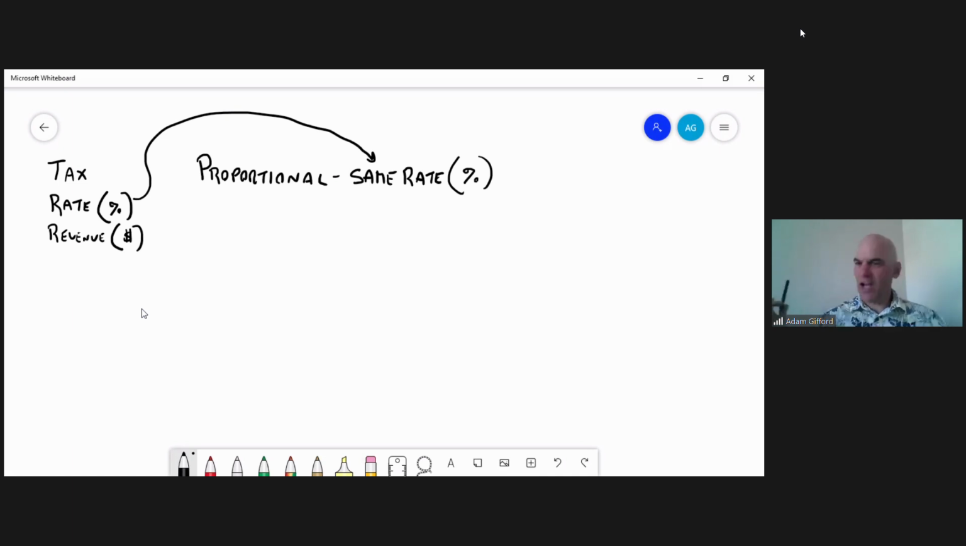So if you saw a quiz question that said, give me an example of a proportional tax, could you do that? Yes. Okay, cool. So that's a proportional tax. Or you might see one that says, which of the following taxes would be classified as a proportional tax? That's the kind of application questions you're going to see. All right. Then we got into progressive.